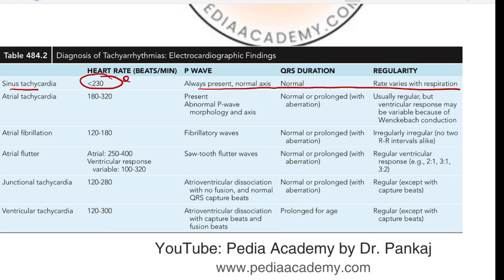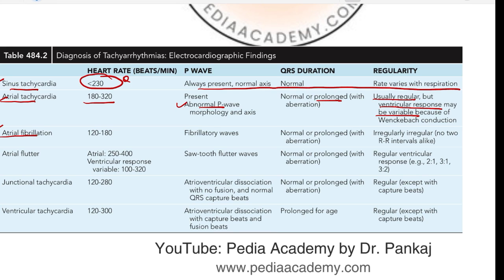What is atrial tachycardia? Rate between 180 to 320. P wave will be present, but it may be abnormal. QRS duration may be prolonged, and regularity usually regular, but ventricular response may be variable. So this is the thing.